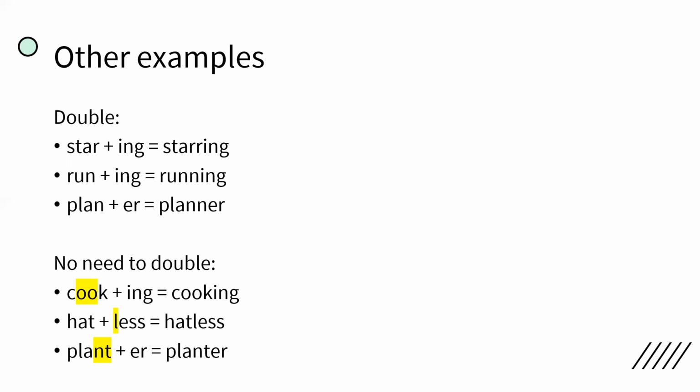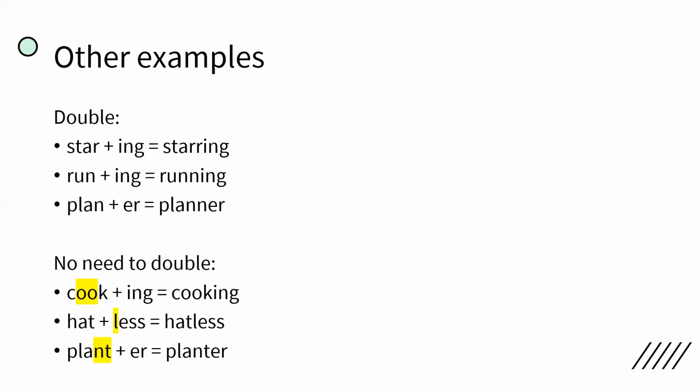Let's look at some non-examples just to make sure we're clear. In the base cook, there are two vowels, so there's no need to double anything. In the example with hat plus less, we're adding a consonant suffix. So again, there's no need to double anything. This rule only applies to vowel suffixes. And in our final example, we have the base word plant, which ends in two consonants. So there's no need to double.